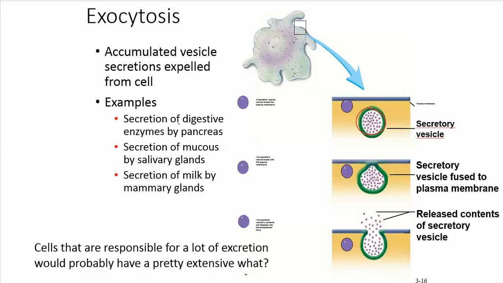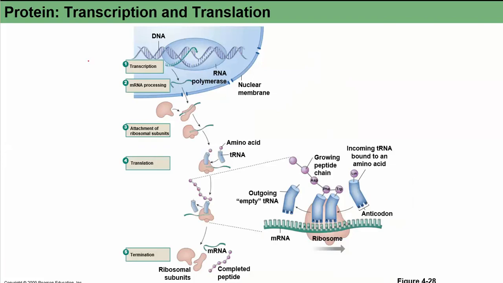Okay, so we have other examples: digestive enzymes by the pancreas, which would be insulin, mucus by salivary glands, secretion of milk by mammary glands. Same thing. This is what's going on. We're producing proteins when the mother produces proteins and when she produces certain antibodies. These things are being made and they're being ejected out with the milk. They're being expressed with the milk. Okay, so cells that are responsible for a lot of excretion would probably have a pretty extensive, I mentioned this earlier, Golgi apparatus.